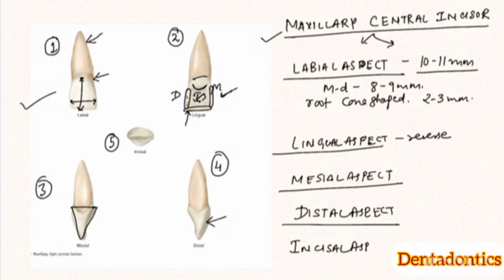Coming to the incisal aspect, the incisal aspect is the last part of the central incisor. Here you can see labially it will be broad and flat, and lingually it will taper, and the crown will be bulky. So this was all about the central incisor.